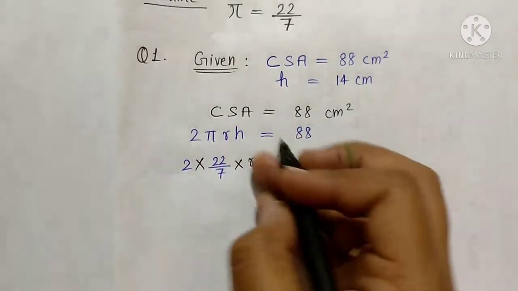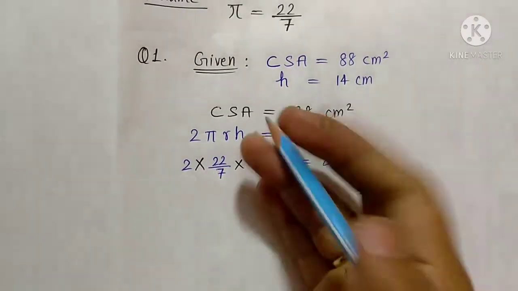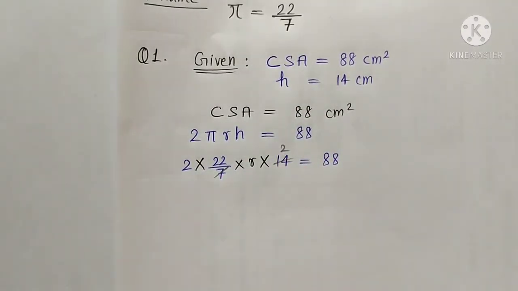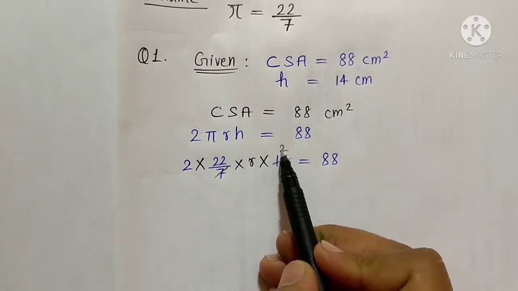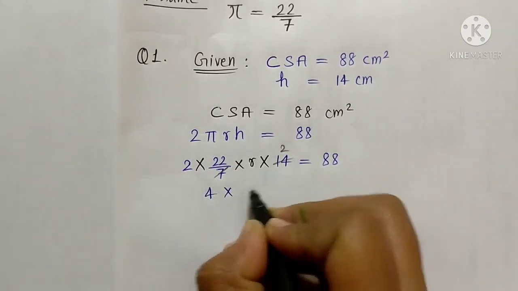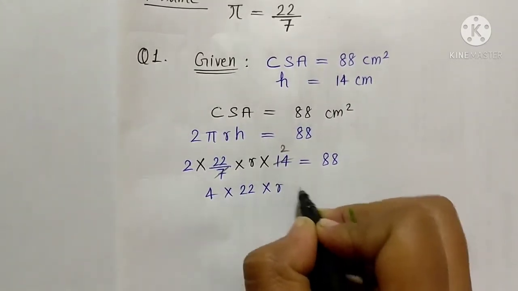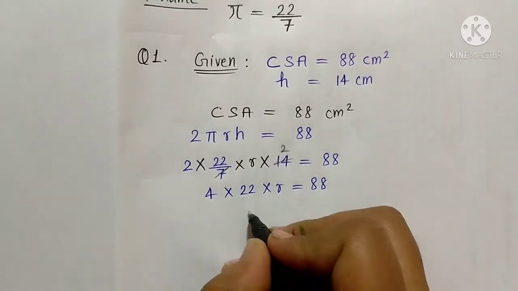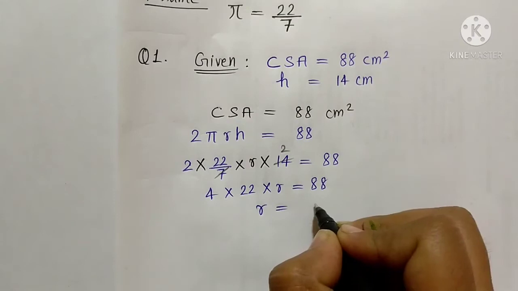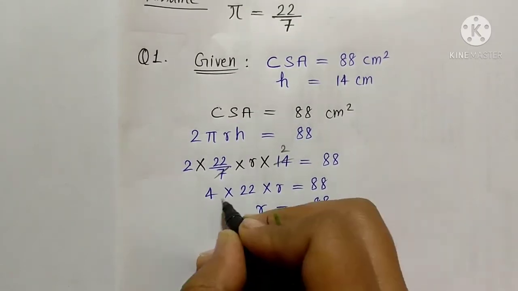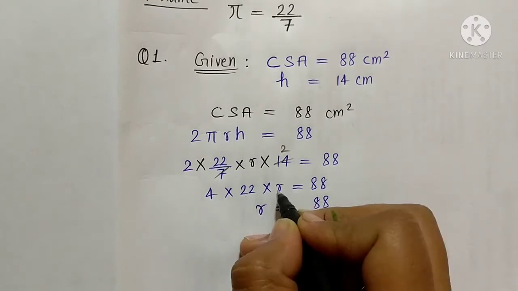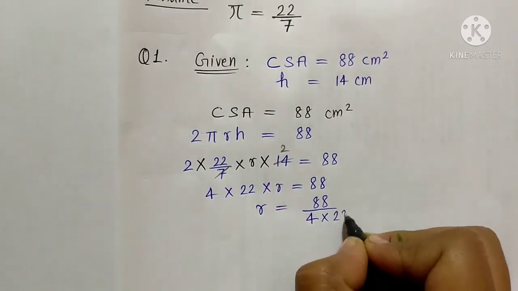Now after putting the value we can cut here. As you can see, 7 2s are 14. So 2 into 2 will come 4. Multiply by 22 multiply by R equals to 88. Now we can take 4 to that side, or we can keep R here only. Then 88 is in multiplication form here, so it will go downside as a divide form. Even 22 also is in multiplication form, so it will go as a divide form only.